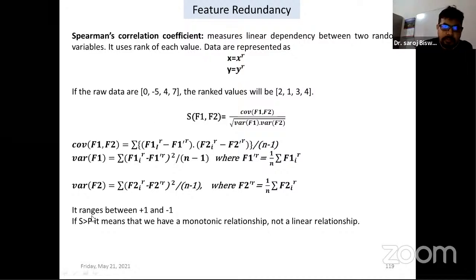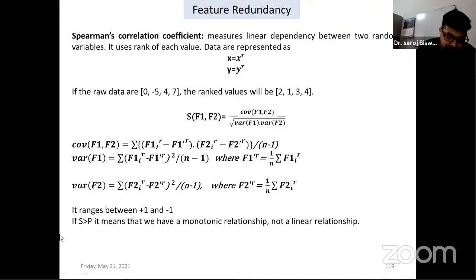Again, these Spearman correlation coefficients can range between +1 and -1. +1 means they are exactly the same. -1 means they are completely different, right? And again, here we can give a threshold value. The threshold can be 0.6 or 0.7. If it crosses the threshold, then we can say they are very much similar, so one of them should be deleted.